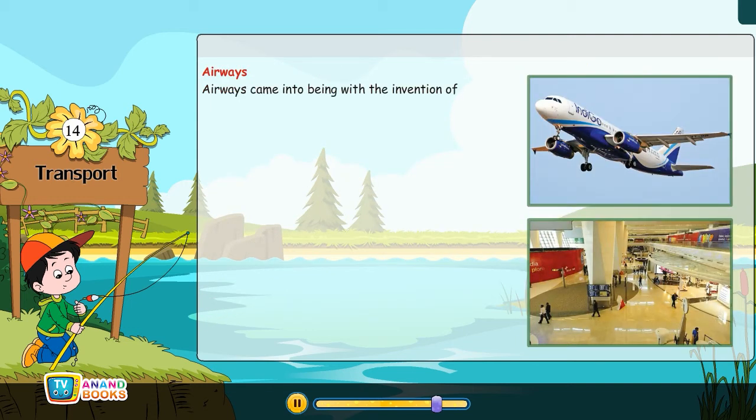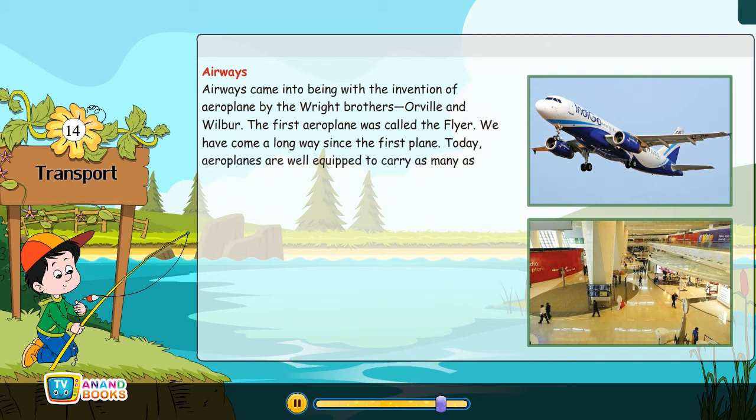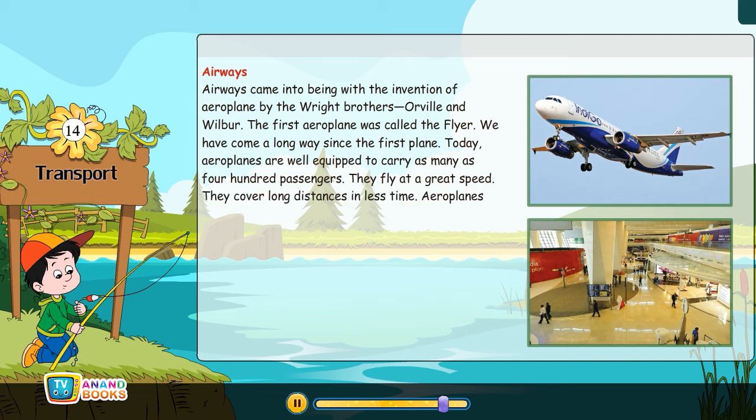Airways. Airways came into being with the invention of aeroplane by the Wright brothers, Orville and Wilbur. The first aeroplane was called the Flyer. We have come a long way since the first plane. Today, aeroplanes are well equipped to carry as many as 400 passengers. They fly at a great speed. They cover long distances in less time. Aeroplanes are the fastest and the most expensive means of travel.